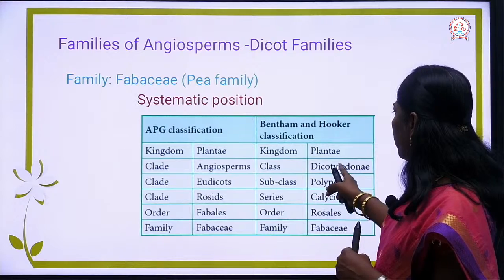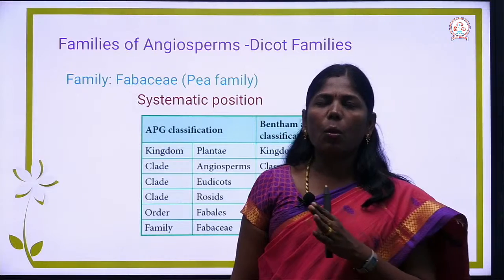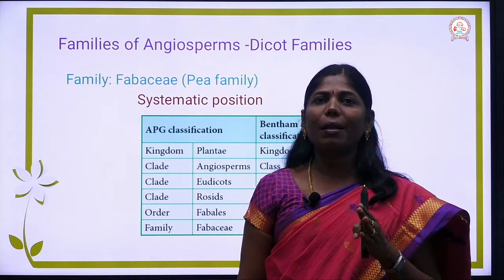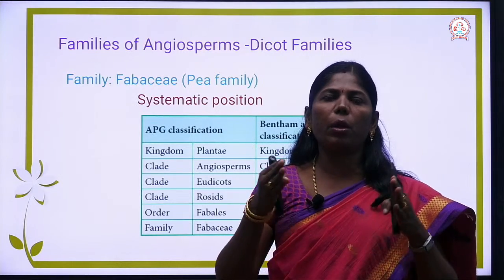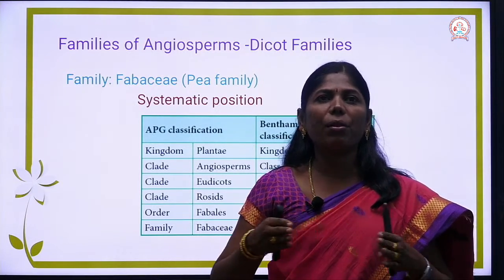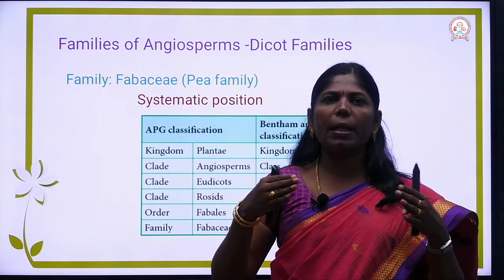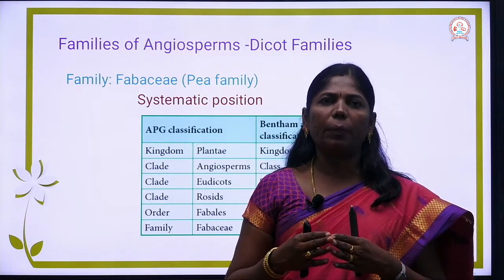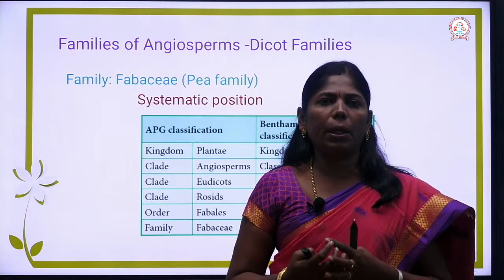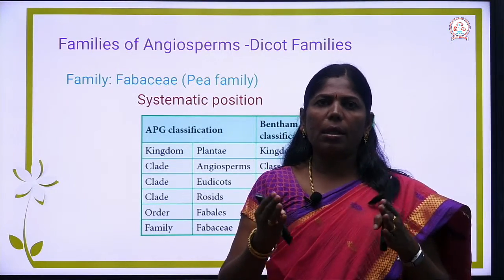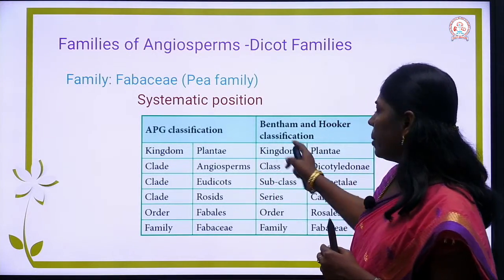Next, what is another character of the Dicotyledonae? That is the leaf. What type of venation is in the leaf? Reticulate venation is present. Reticulate venation means a main midrib is present, from the midrib the lateral veins arise, and from the lateral veins the tertiary veins and veinlets are formed. It looks like a net-like formation. It does not tear easily. So that is reticulate venation.